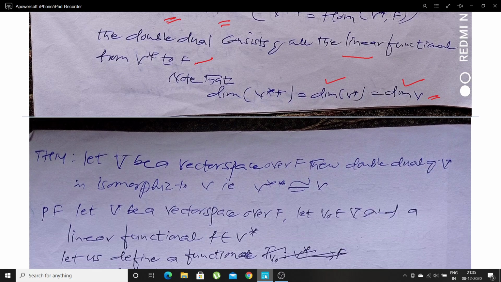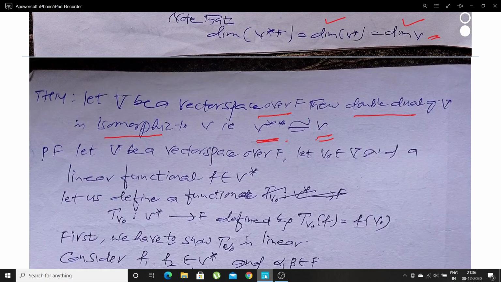One important theorem. Let V be a vector space over F. Then the double dual, that means V double star of a vector space V, this word is very important, is isomorphic to V. Whenever we see the word isomorphic, we denote it by this notation. V double star is not equal to, but isomorphic to what? The vector space V. This we have to prove.